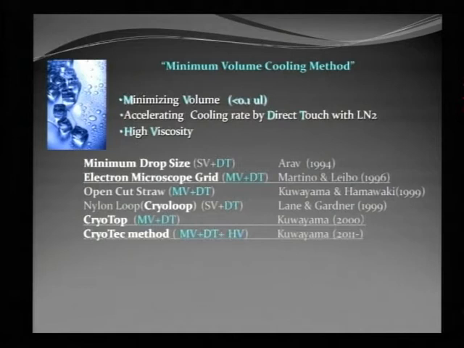However, he proposed a theory, but he never produced any good results. So the first result was reported by Stanley Leibo, and they used an electron microscope grid. They vitrified bovine oocytes and obtained very high survival using minimum volume plus direct touch of liquid nitrogen. And also MV plus DT, is the open pulled straw and the nylon loop. This was called the cryoloop by Michelin.